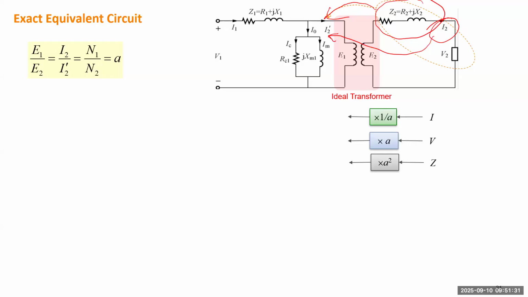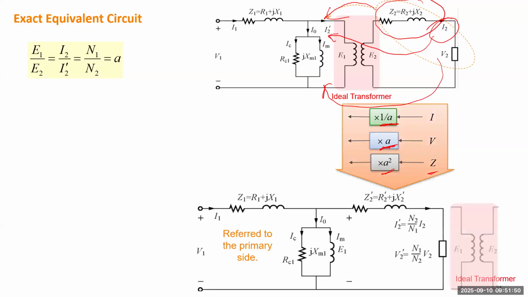That current needs to be divided by the ratio. For any voltage you want to move, if there's a V2 you want to move to the primary side, that voltage needs to be multiplied by the ratio, and the impedance needs to be multiplied by the ratio squared. So you can generate this circuit.